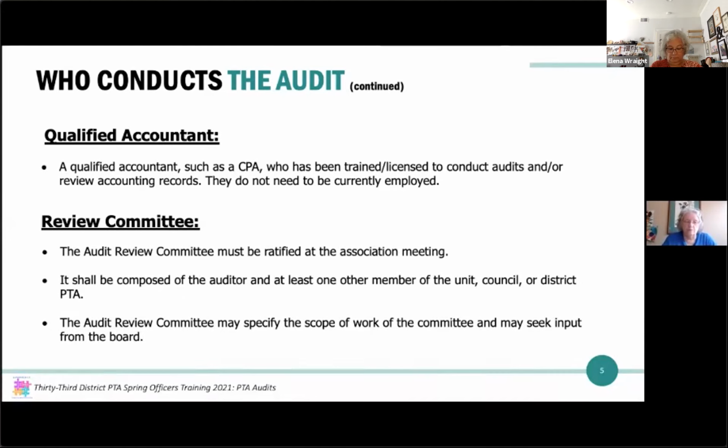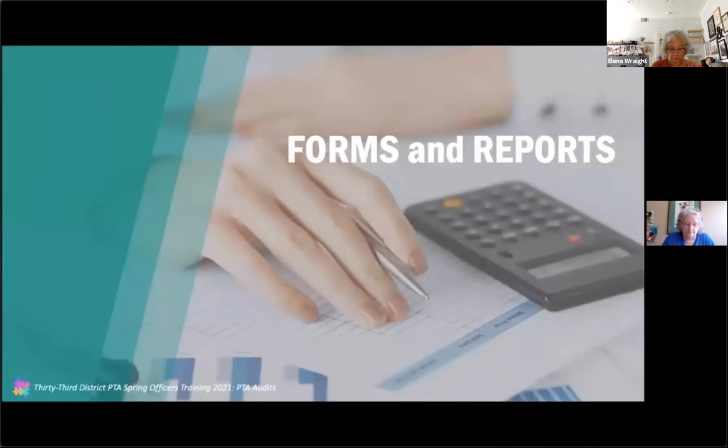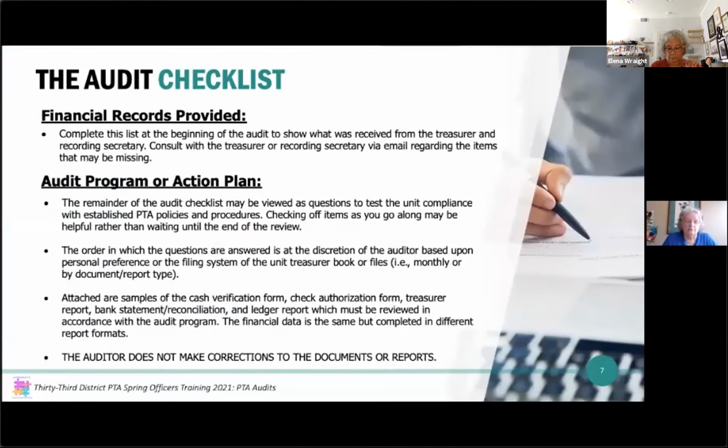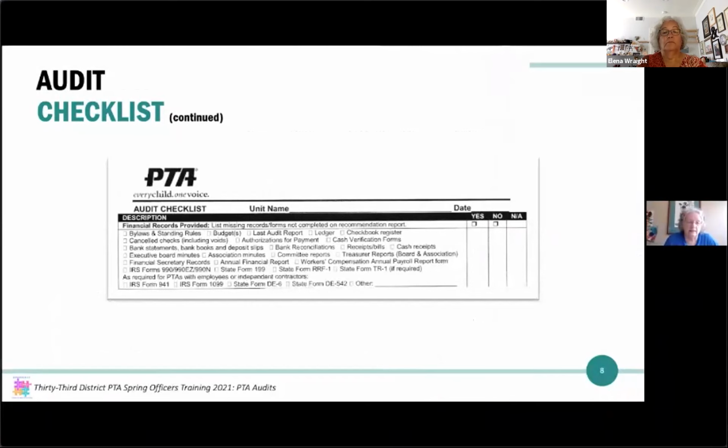So, the forms and the reports. The first one we have, and we have examples of it, is the audit checklist. And I think we'll go to the financial records provided, which is the next slide, and then we'll talk about it. So this is the audit checklist, and these are the financial records to be provided.